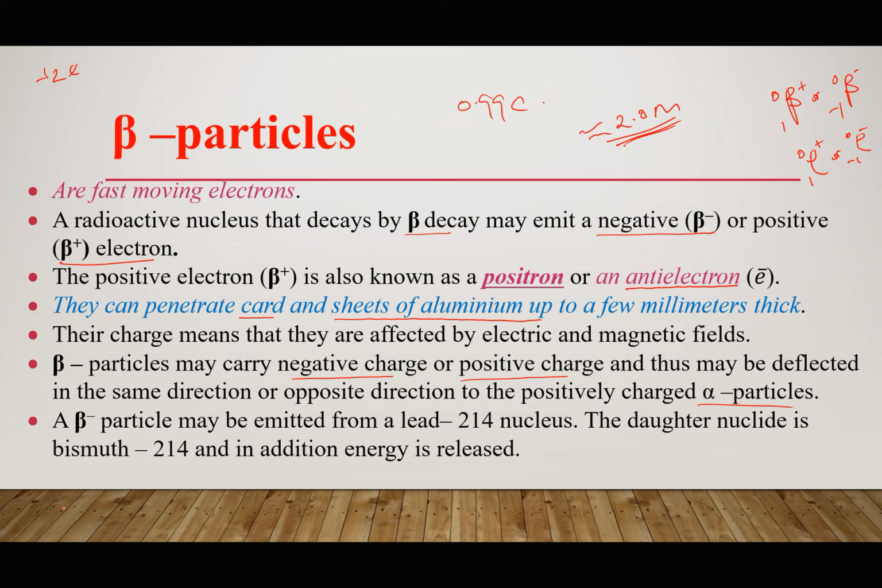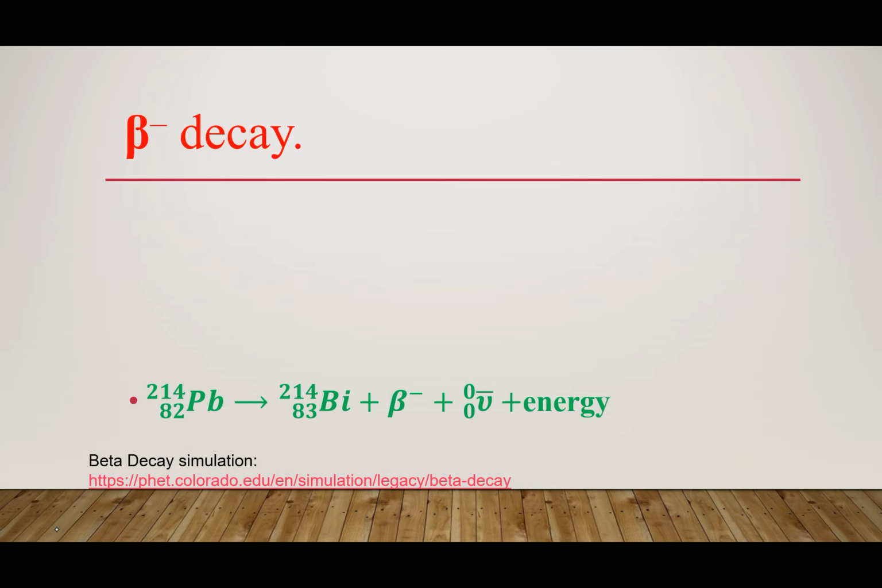A beta minus particle may be emitted from, say, a lead-214. Remember, I said when we denote the nucleus like that, the 214 is going to be the nuclear number. The daughter nuclide could be bismuth-214, and in addition, energy is released. So this is showing us that a beta particle has been emitted, the nuclear number has not changed. But because beta is either positive one or negative one in charge, then the proton number is expected to have changed.